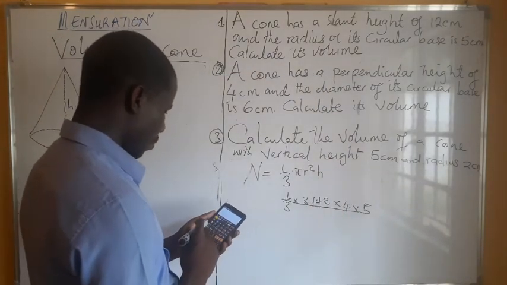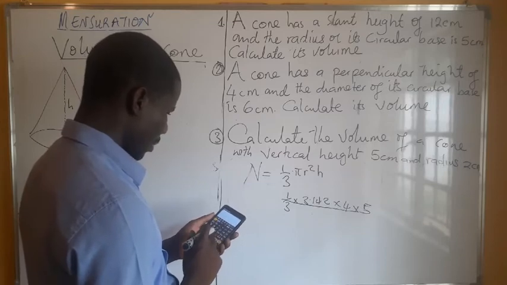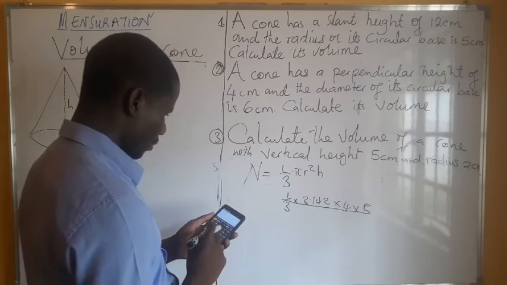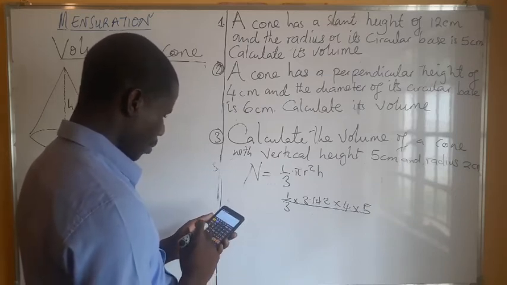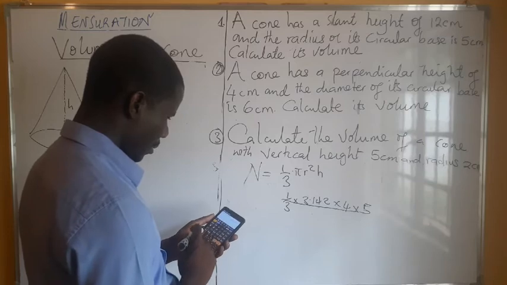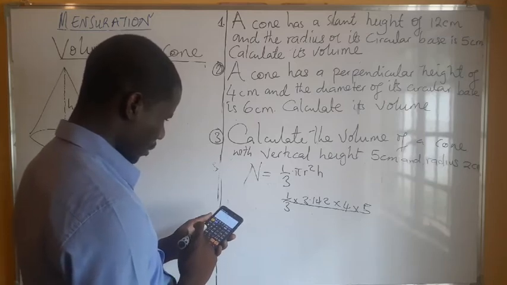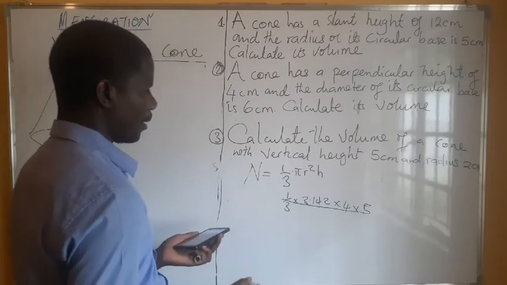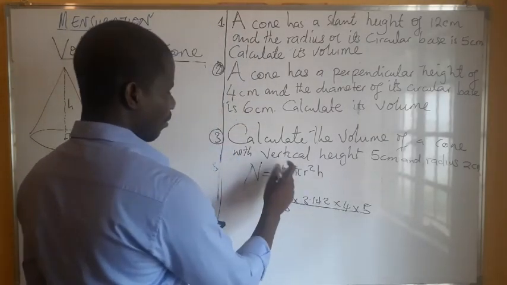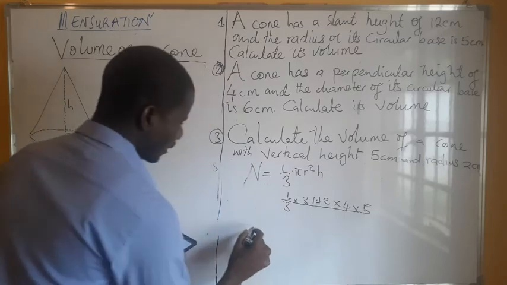Let's see if we say 1 divided by 3 multiplied by 3.142 multiplied by 20. Either way, whether you multiply these then divide by 3, or you start with 1 divided by 3, you'll still get the same answer.